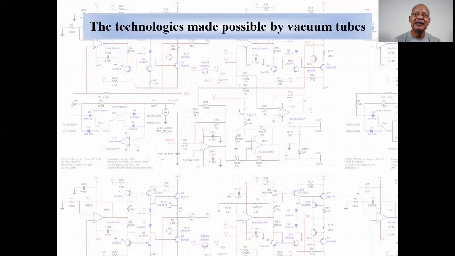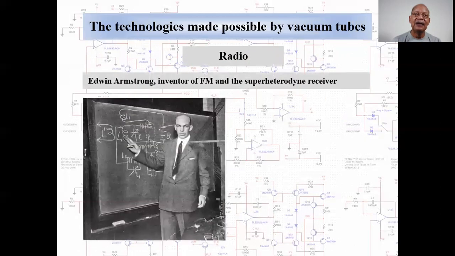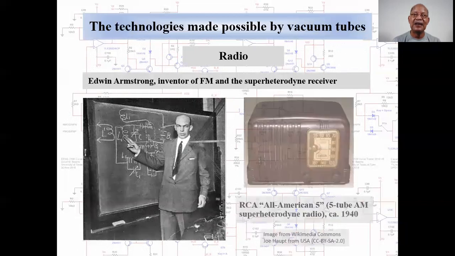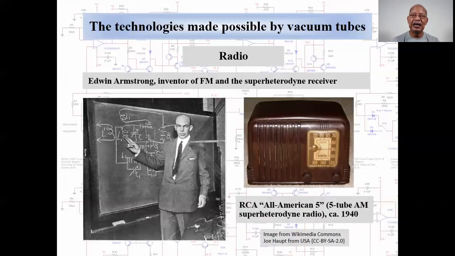Let's look at technologies made possible by vacuum tubes. First, radio. The photo is of Edwin Armstrong, inventor of the superheterodyne radio receiver, still used in almost every radio and television receiver on the planet, and FM radio. He was a fascinating individual whose life ended tragically. An All-American 5 radio receiver of the 1940s, so named for its use of 5 tubes.